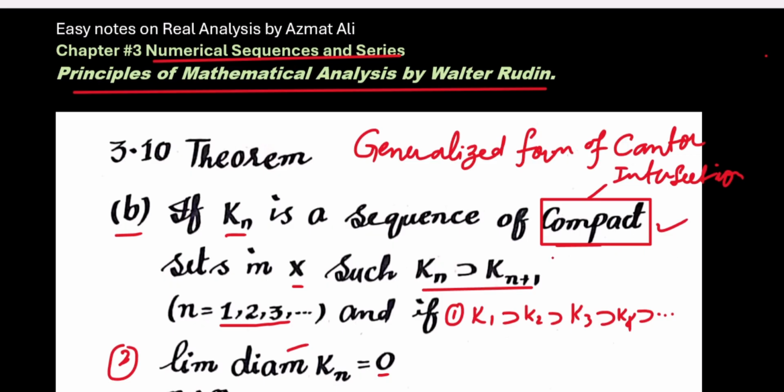The second difference is that in the classical Cantor intersection theorem, we discussed our statement for the set of real numbers R, but Walter Rudin discusses this form for any metric space X. So these are the two differences between the generalized form and the classical intersection theorem.